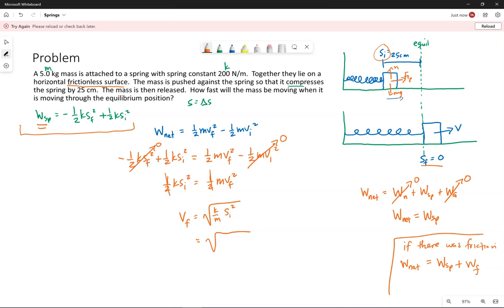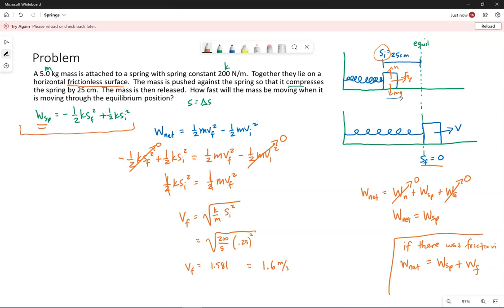So K, they give us 200 newtons per meter. Mass is already in kilograms. S initial 25 centimeters. We do want SI units. We want this to be in meters. And then it is squared if I still have it under the radical sign, the square root. So square root, getting 1.581. Let's see, 2 sig figs, so 1.6.